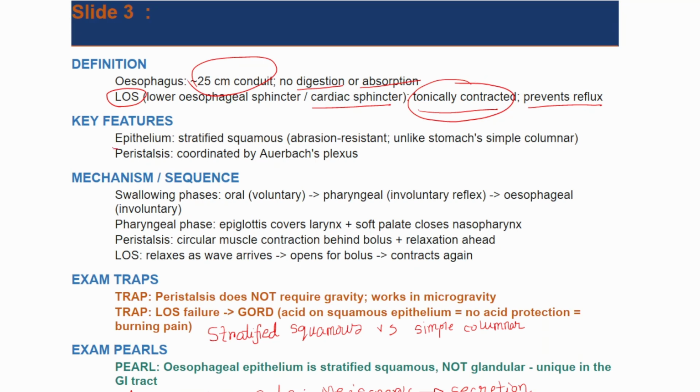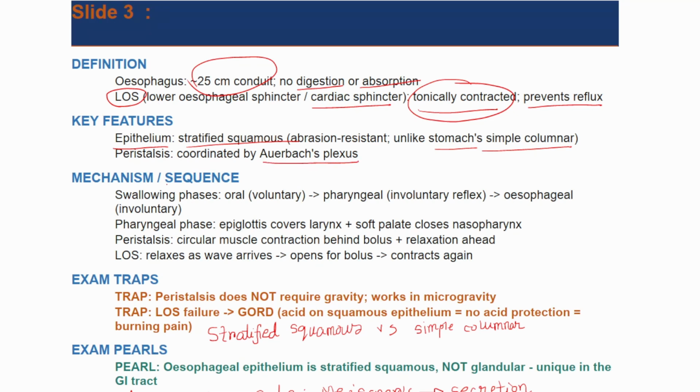Now coming to the epithelial specialization. The histological layout features an abrasion-resistant stratified squamous epithelium, a protective design that is completely unlike the simple columnar epithelium characterizing the stomach wall. The propagation of regular propulsive waves throughout this esophagus is directly coordinated by the intrinsic network of Auerbach's plexus or mesenteric plexus.